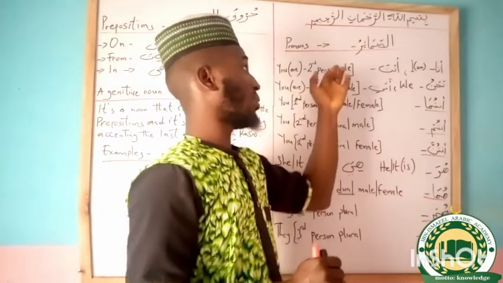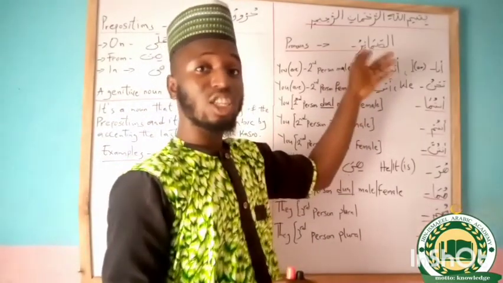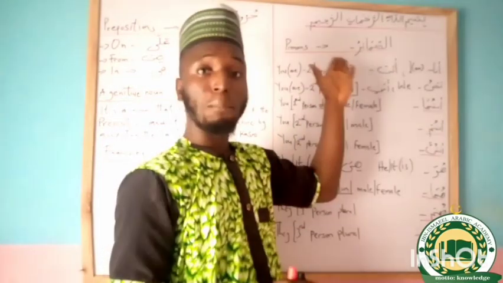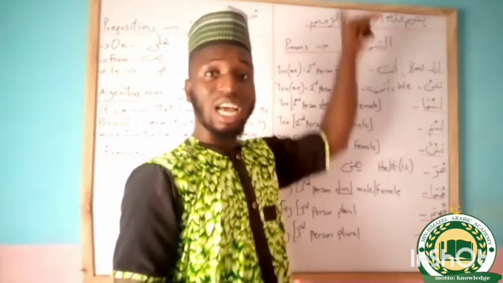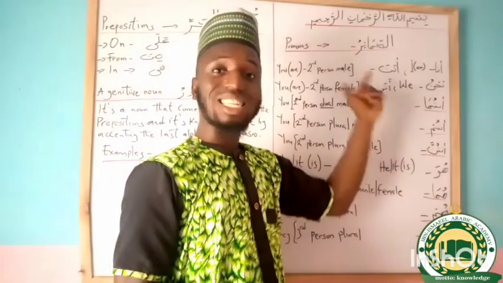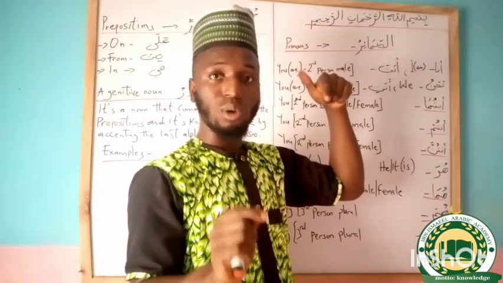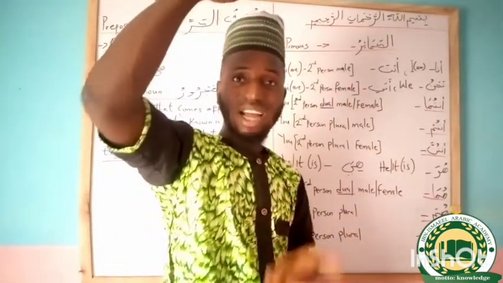Now note the difference between anta and anti. Anta, this is used for what? Second person male. It has fatha on its last alphabet. Anti adds kasra under its what? Last alphabet. That's the difference. Anta, anti.